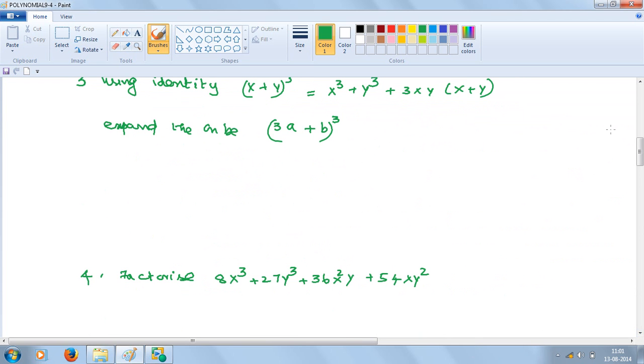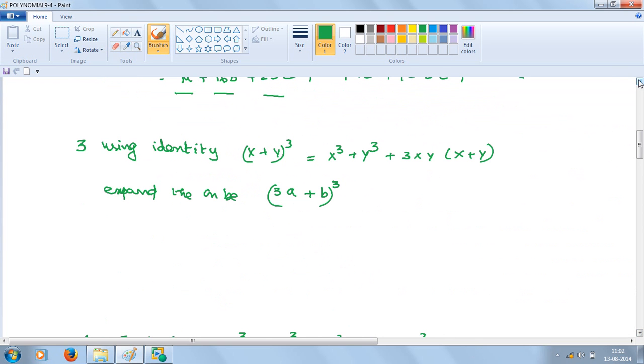So what is the identity? Using the identity, x plus y whole cube is equal to x cube plus y cube plus 3xy multiplied by x plus y. So this again, you try to remember and try to repeat in different ways. x plus y whole cube is equal to x plus y multiplied by x plus y whole square. x plus y whole square you know very well. It's equal to x square plus y square plus 2xy.